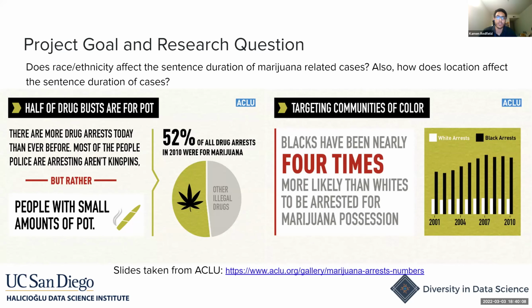So our project goal and research question that we came up with were, does race and ethnicity affect the sentence duration of marijuana-related cases? And also, how does location affect the sentence duration of cases? In these slides from the American Civil Liberties Union, we see that half of drug busts are for marijuana, and that some races are more likely to be arrested for having marijuana. And so specifically, our group wanted to see if the given sentences are also different with respect to race and ethnicity.